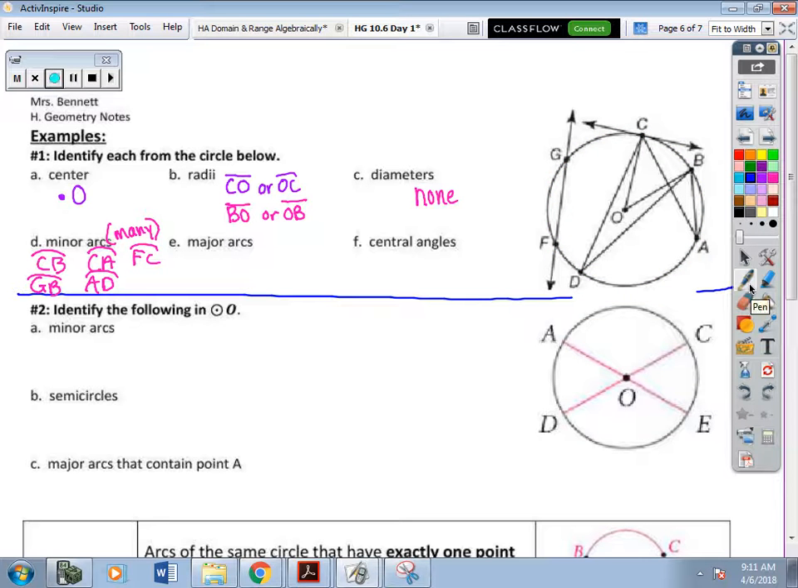All right, let's switch to major arcs. And then let's go to central angles. Who could give me a major arc? There are many of them as well. Brett? Would FAG be a major arc? Because it's really big.